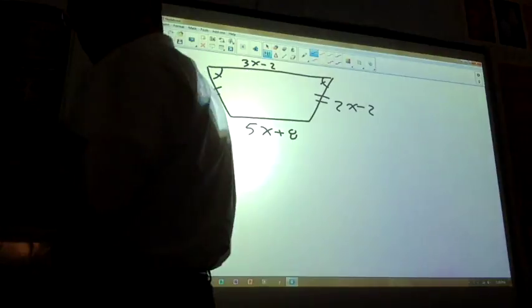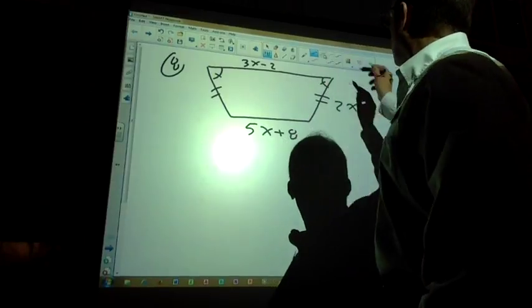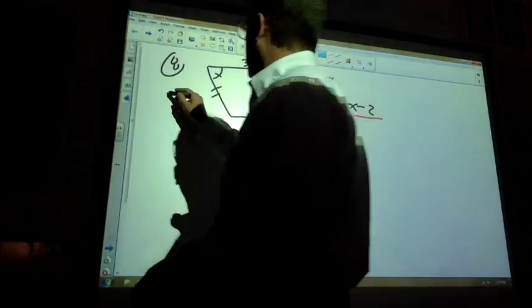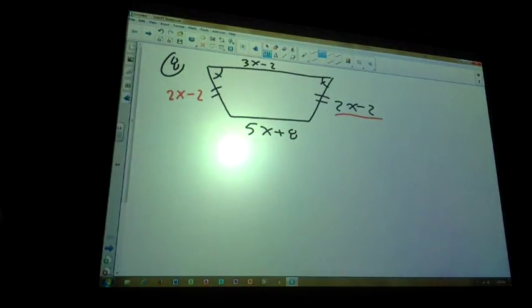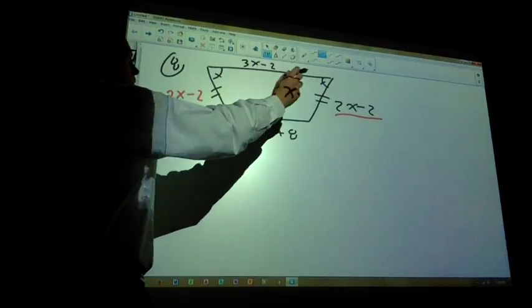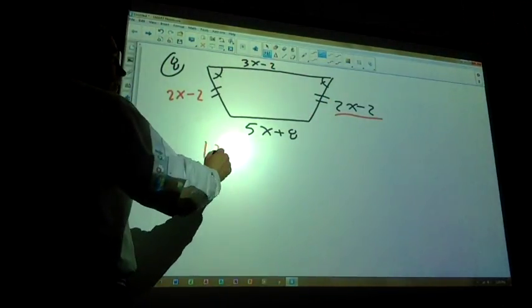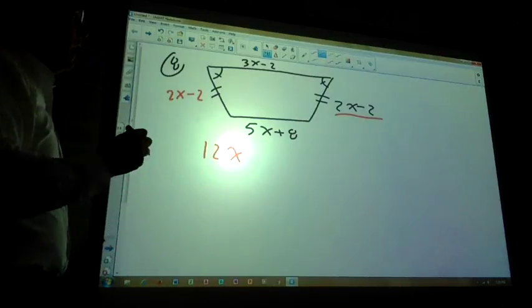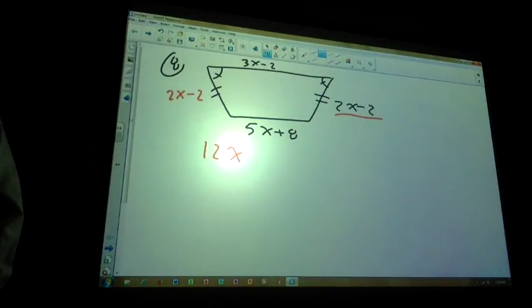All right. If the perimeter is 50, find x. So this has to be over here as well. If we want to find the perimeter, I'm going to add up all the sides. So I have 2x plus 2x, that's 4x, plus 8x is 12x. And then I have negative 2, negative 2, negative 2, that's negative 6. 8 minus 6 is 2.